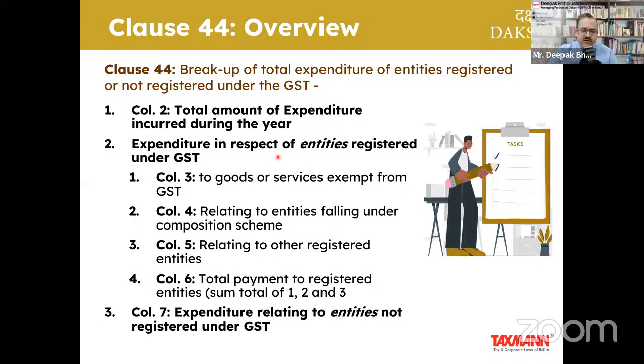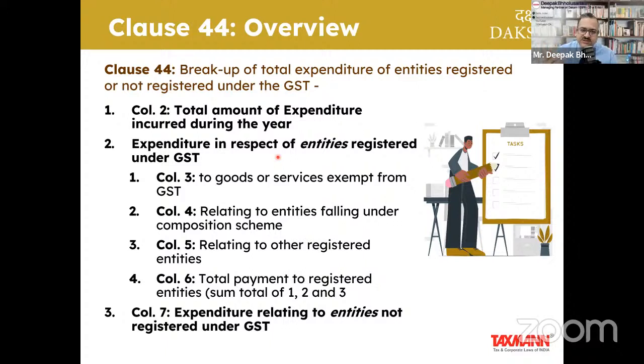If I go further down the line within clause 44, there are 7 columns. The first column is serial number, so you just have to ignore that. Column number 2 is titled total amount of expenditure incurred during the year. Then column number 3, expenditure in respect of entities registered under GST, right?